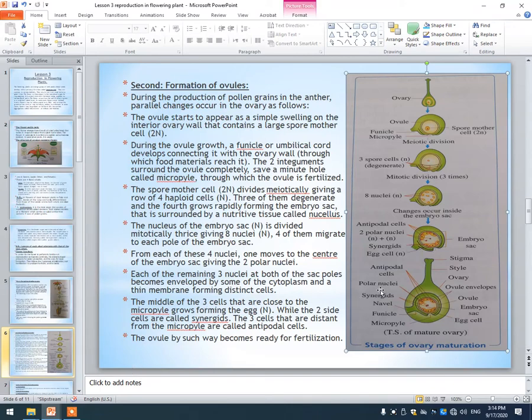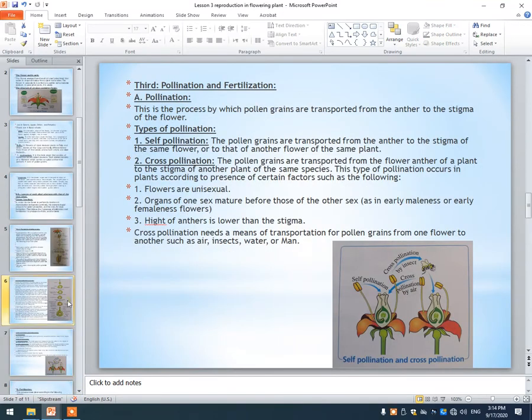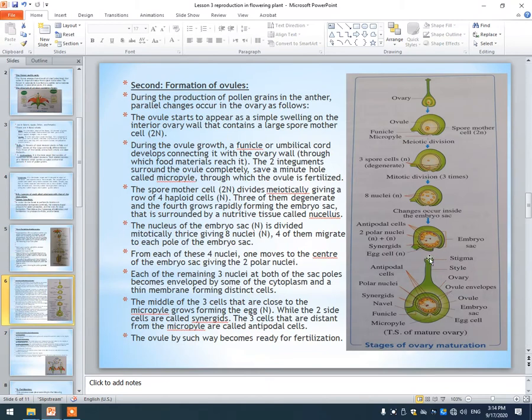What happens in fertilization? The pollen grain falls here, and it will now germinate to form a pollen tube. The pollen tube grows and enters from the micropyle, and releases the generative nucleus to combine with the egg and form a zygote.